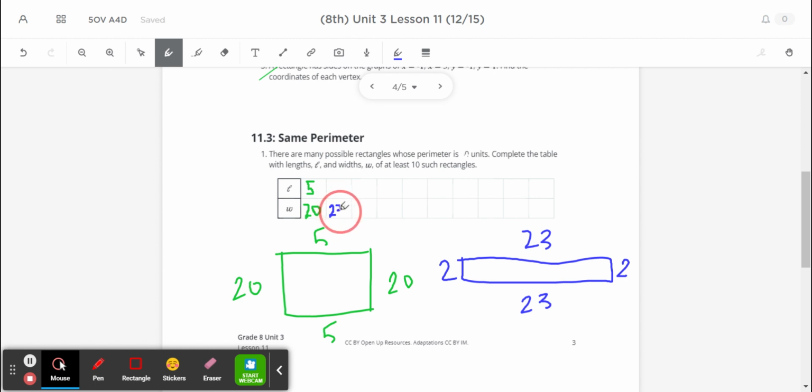Your job is to come up with 10 more combinations of lengths and widths. Well, I did 2 for you, so 8 more combinations of lengths and widths that would create a perimeter of 50. Pause this video to complete 11.3 independently.